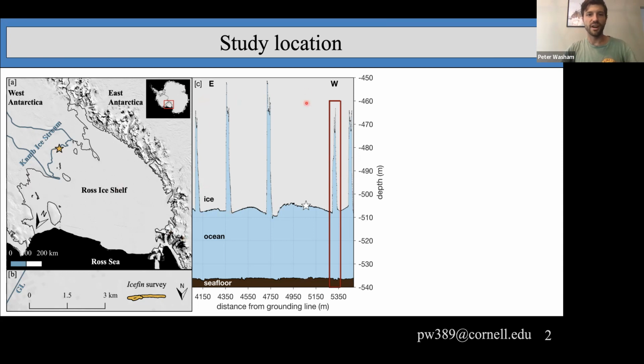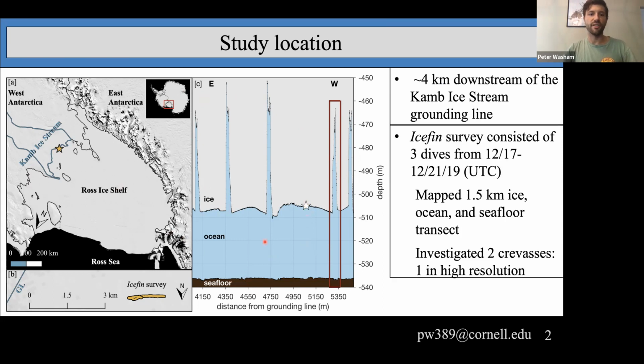On the right here is a map from IceFin of the ice, ocean, and seafloor collected over 3 dives. The borehole is this white star right here. We drove about 1.5 kilometers beneath the ice and mapped these 5 different crevasses, which were about 50 meters tall and 50 meters wide at their bottom, narrowing towards the top. I'm going to focus mainly on this crevasse outlined in red, but we also collected some data within this crevasse here.